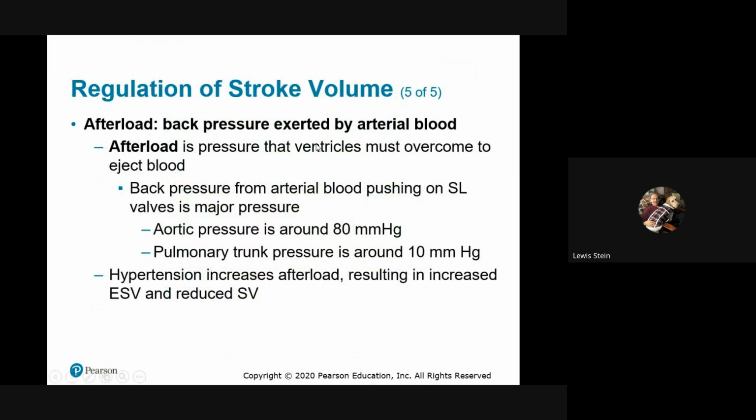The afterload, the back pressure that the ventricles overcome to eject blood. It starts around 80, and that's about when we start to open those valves, peaking at roughly 120. Less so for the pulmonary trunk. Why? Totally different system. That's a low velocity system, not a high velocity system.